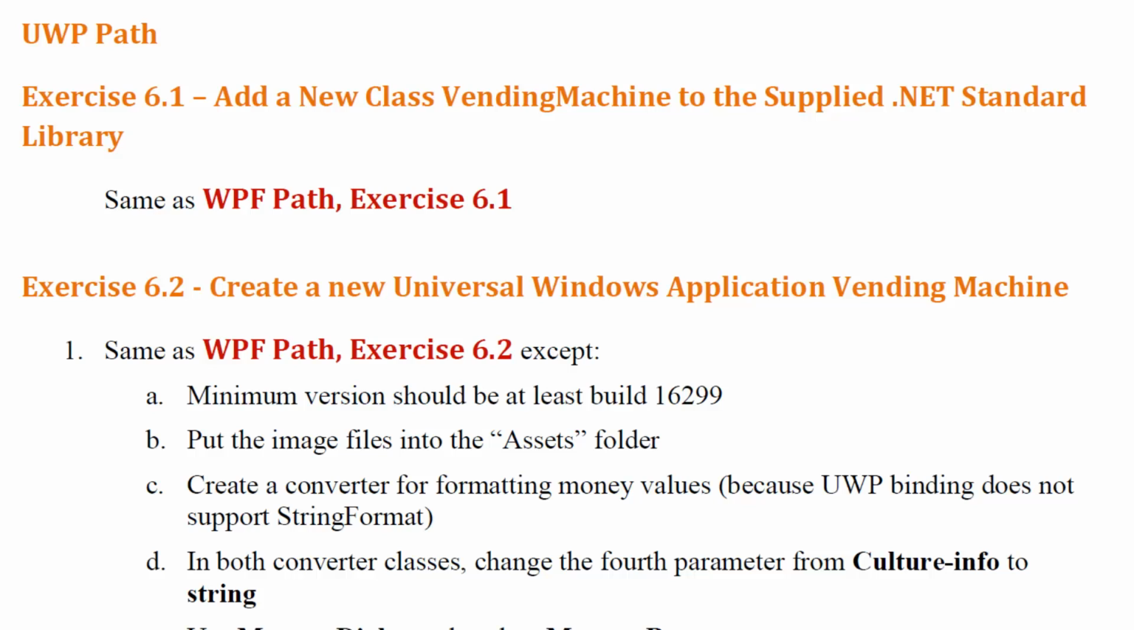And as you can see, exercise 6.1 in the UWP path is exactly the same as exercise 6.1 in the WPF path. Exercise 6.2 is very similar, which is to say it's the same as WPF path exercise 6.2, except when you do create the application, you want to make sure that the build is at least 16,299 to support some of the features we'll be using.